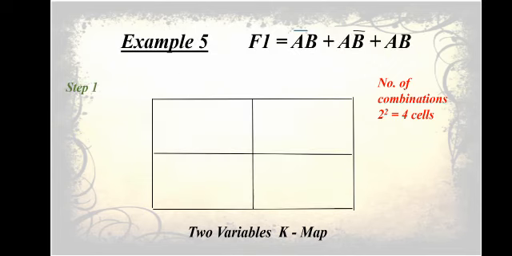Coming towards example number 5, that is in your book as well, f1 is equal to a naught b plus a b naught plus a b. Now you have to work according to this expression, but your step 1 will be the same as we have done previously. We have to make 4 cells, we have to write the product, and then later on we will decide according to the expression where we have to place 1. Now same is the case, a complement a, then b complement b, and now writing the product a complement b complement in the first cell.